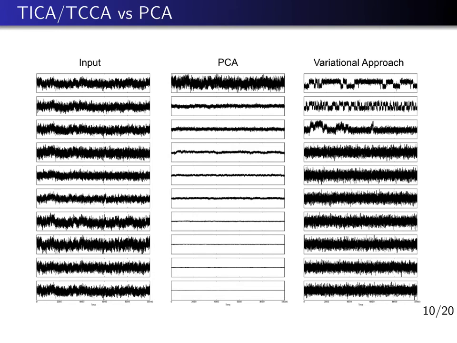So because a linear method was used in order to confuse the original data that had a nice separation into slow and fast time scales and produce the input to TICA and TCCA, these methods, because they again find the optimal linear decomposition of the data, will be able to exactly recover the slow and the fast subspace.